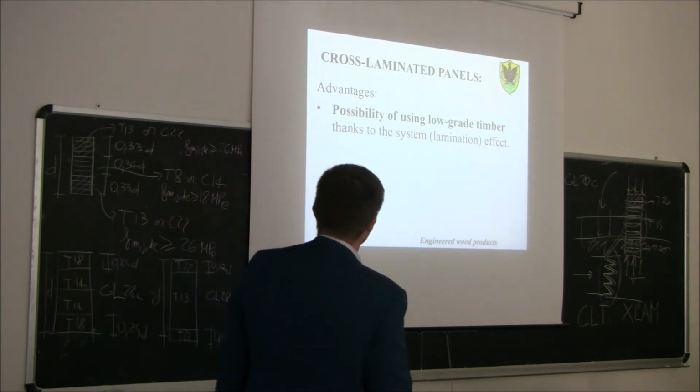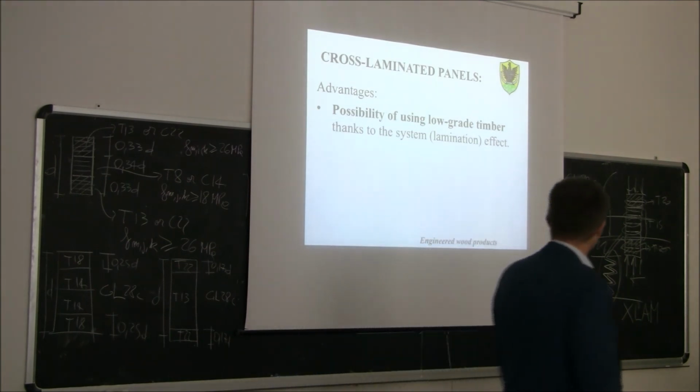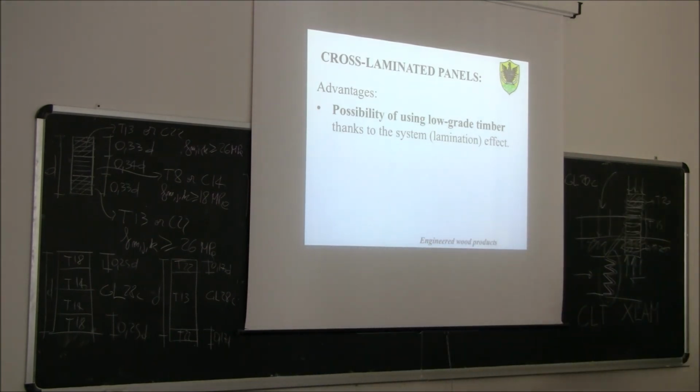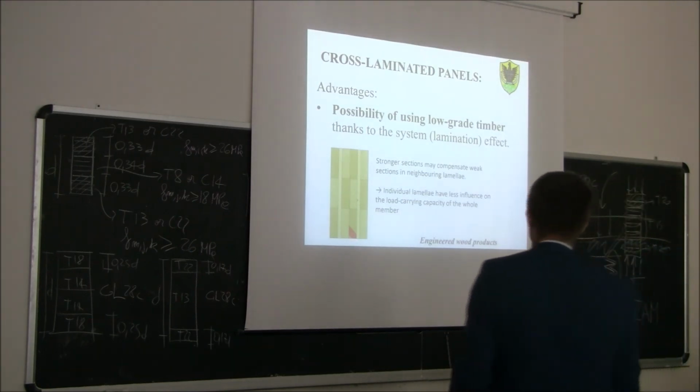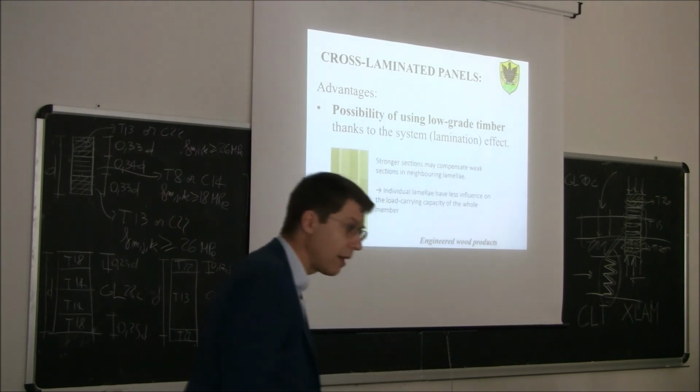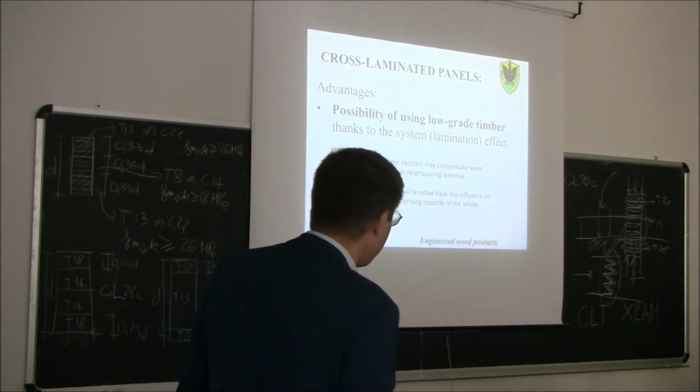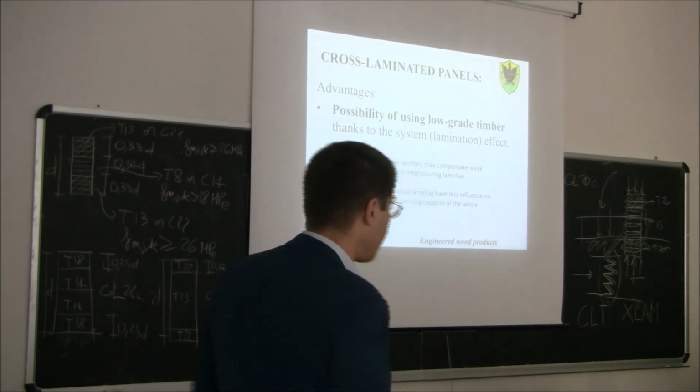Other important features: the possibility of using non-graded timber thanks to the system lamination effect. What does it mean? Suppose that in this cross-section you have 4 layers of wood oriented in one direction, and only 2 layers of wood oriented in the other direction. Suppose that one of your members has a big knot, a big defect. So the strength of this member will be much lower. The influence of this defect in a cross-lam panel is much lower compared to the influence that this defect would have in a glue-laminated timber beam.